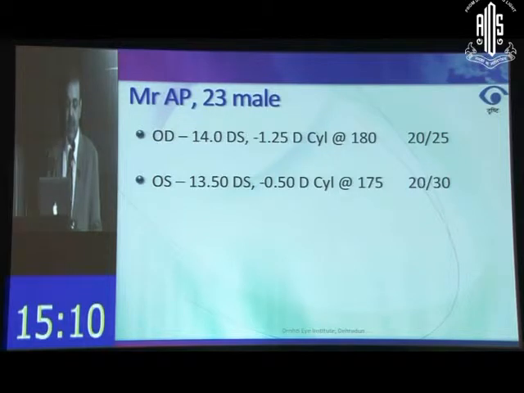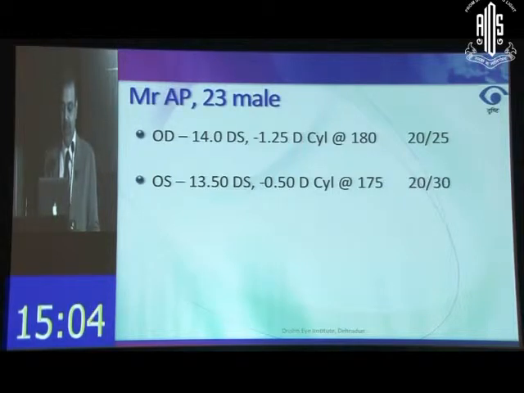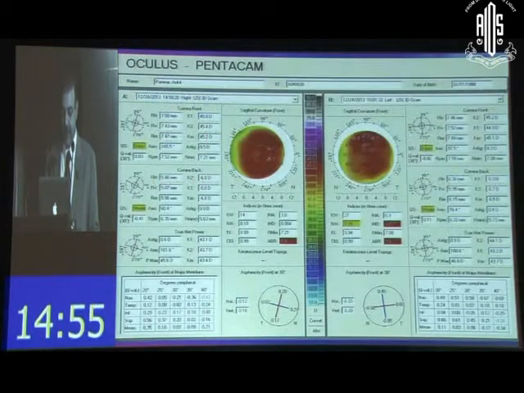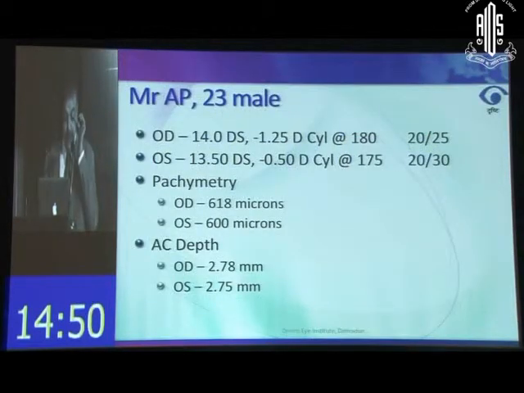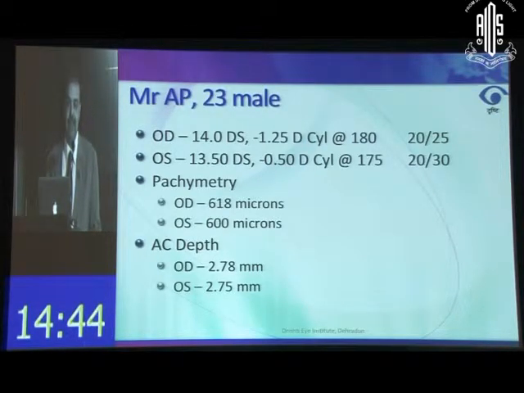So there is this 23-year-old male patient, and he has a -14 in the right eye with a 1.25 cylinder. Second, high myope but stable, -13.5 in the left eye with a 0.5 cylinder, with the rule astigmatism. And topography is really unremarkable. If you look at the pachymetry, we have very good thick cornea, 600 plus microns on both sides, and the AC depth here is compromised. So we have an AC depth which is just about 2.75.